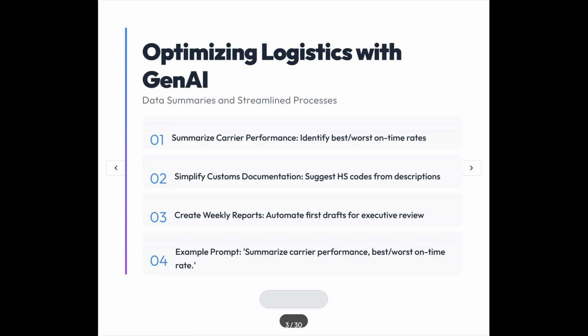Beyond that, logistics is full of documentation. GenAI can help streamline these processes. For simplifying customs documentation, it can suggest harmonized system, or HS codes based on product descriptions, giving your team a solid starting point for classification. For creating weekly logistics reports, automate the first draft, saving you from a blank page.